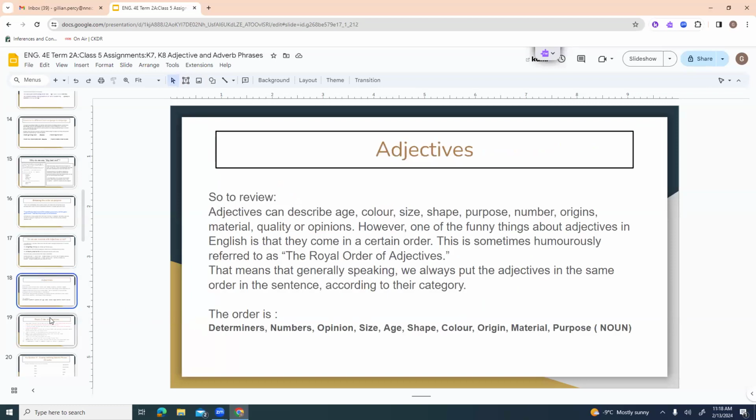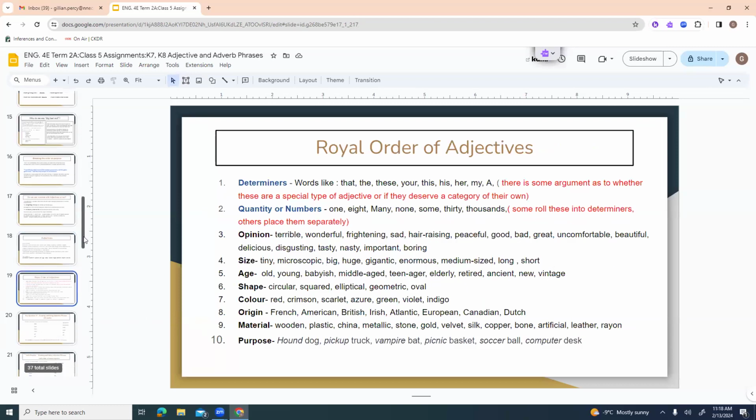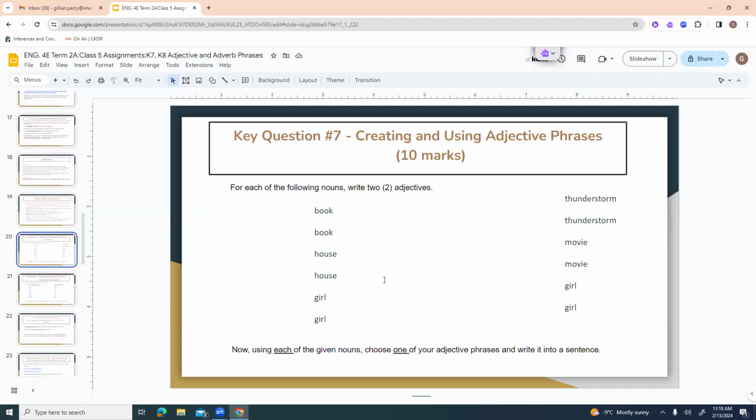We discussed the royal order. Okay, so here is your key question. Number 7, creating and using adjective phrases. For each of the following nouns, write 2 adjectives. So write an adjective in front of book and then another adjective. An adjective in front of house, another adjective. An adjective in front of girl, another adjective. One for thunderstorm, another one for thunderstorm, one for movie, another one for girl.